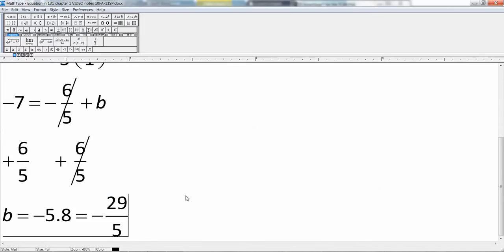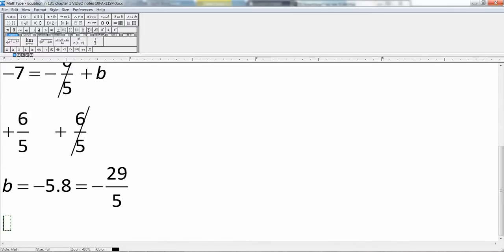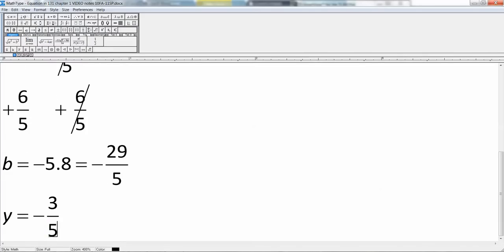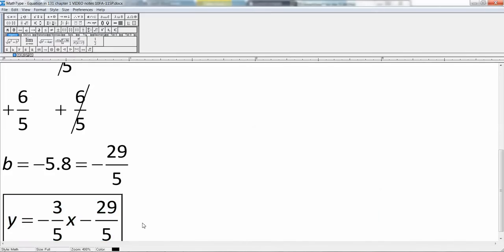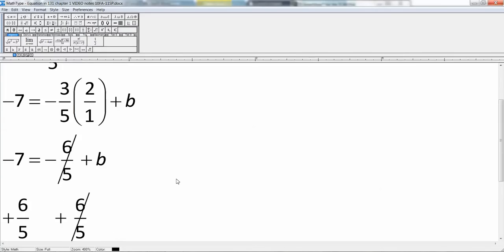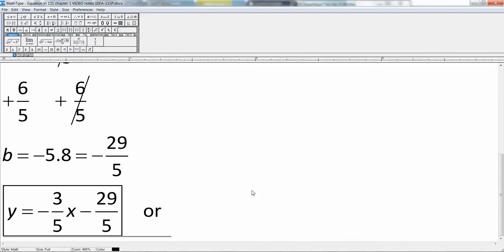All right, so now what's our equation? It's y equals -3/5 x plus, minus 29 over 5. There it is in fraction form. If you want to write it in decimal form, that's okay. I don't really mind. If you're going to write it in decimals, 3/5 is 0.6, I believe. So it'd be y equals -0.6x minus 5.8. That would also work.